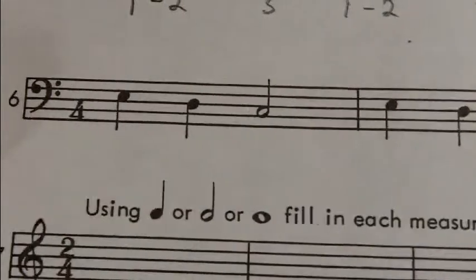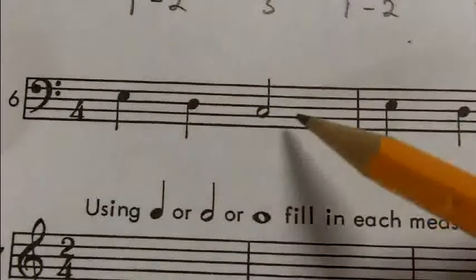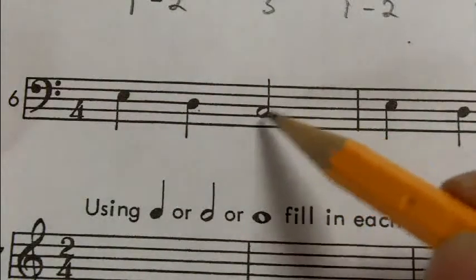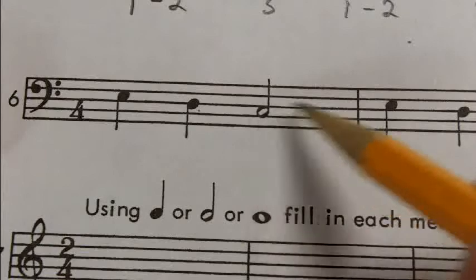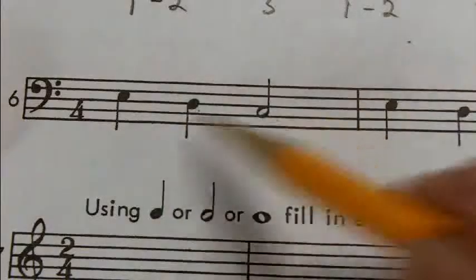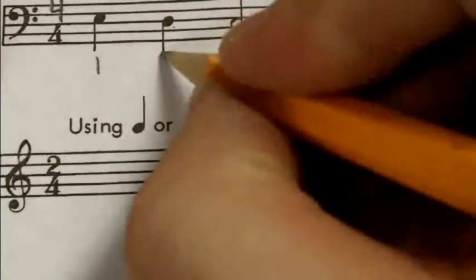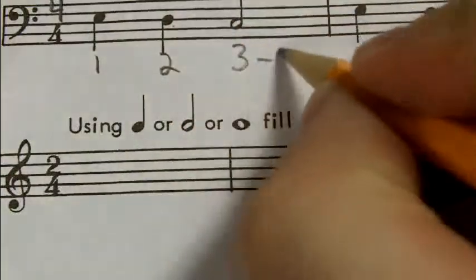We need to find out the time signature, so we have to count the beats that are in the measure. There's 1 and 2, and then this makes up 3 and 4 because a half note gets 2 beats. So there's 4 beats there, and now by knowing that, we can go in and write the beats. 1, 2, 3 dash 4.